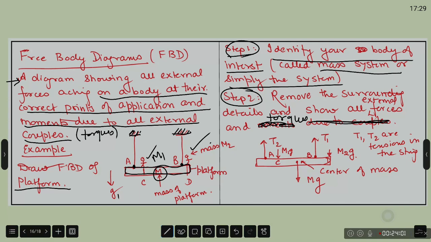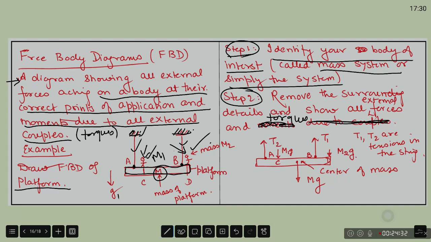I don't even need the cartoon of these men. These are surrounding details. I don't need all of them. I'm going to remove all of them, but make sure that whatever forces and torques those surrounding details are exerting on my body of interest, they do come and appear on my free body diagram. So this is my claim, this is the free body diagram of the platform.